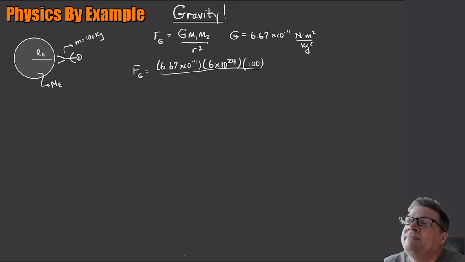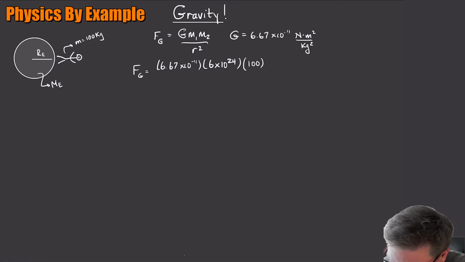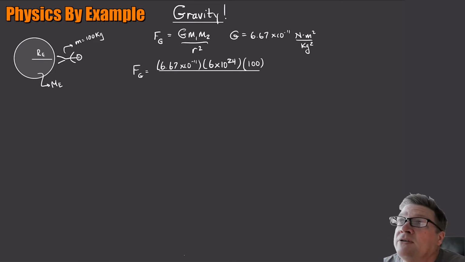And then, goodness sakes, that's not a straight line. Let's make a nice straight line. How about that? And then over r squared. Okay. Now, this can tend to confuse students quite a bit.